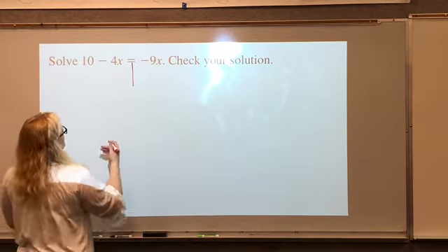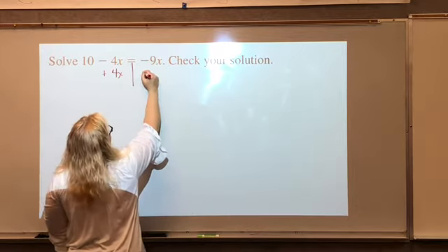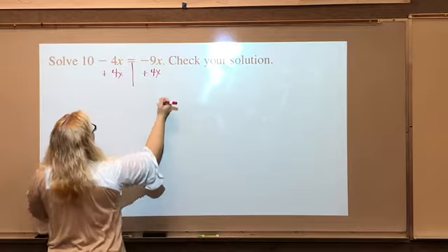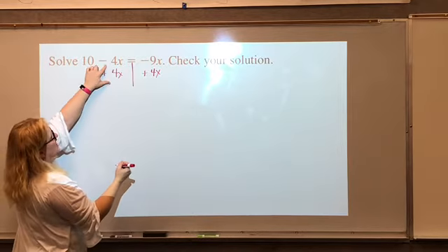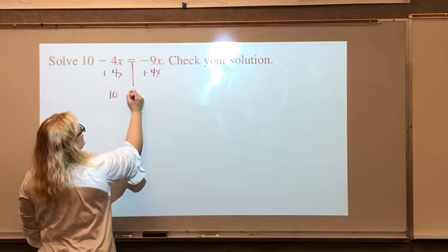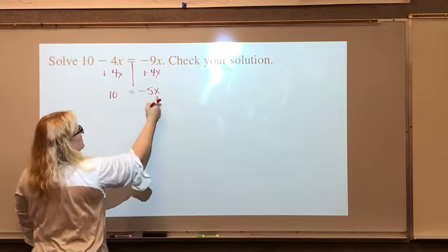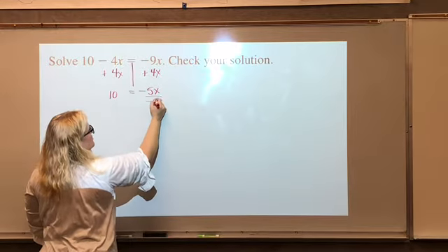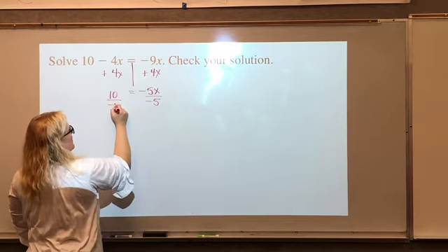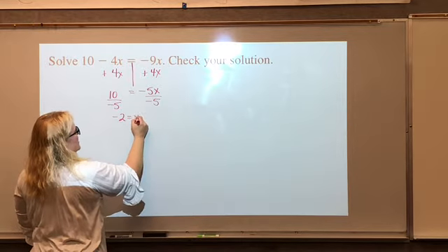So what I'm going to do is I'm going to add 4x to both sides of the equation, because that takes this negative 4x out. So I'm left with 10 equals negative 5x. And now to get x by itself, I need to divide by negative 5. So I end up with negative 2 equals x.